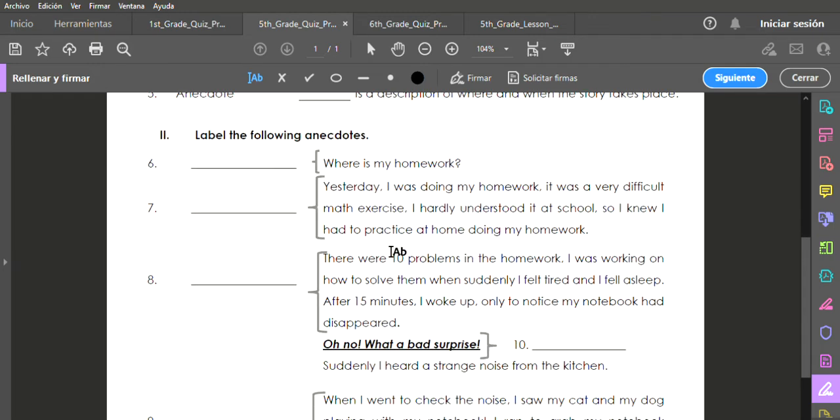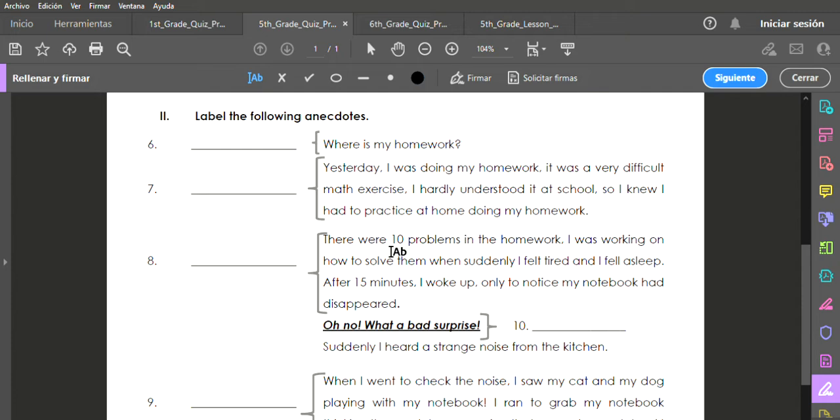Exercise number 2. Here we have an anecdote that we have seen in the past activities. Esta es una anécdota que vimos en actividades pasadas. This is the anecdote called Where is my homework? I'm going to read it aloud and then we're going to label the parts of the anecdote. Voy a leer en voz alta la anécdota y vamos a contestar etiquetando las partes de la anécdota. Okay? So we have, where is my homework?